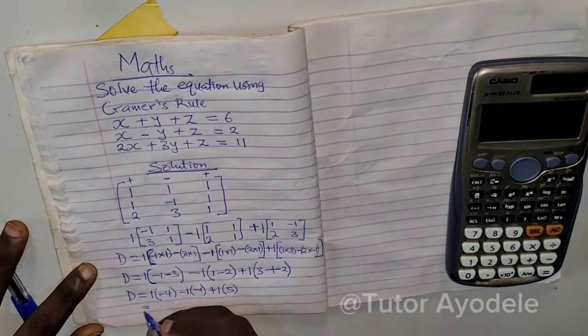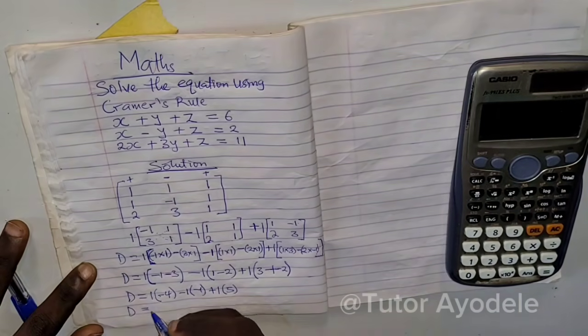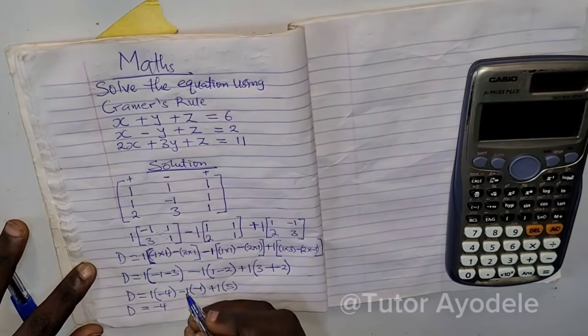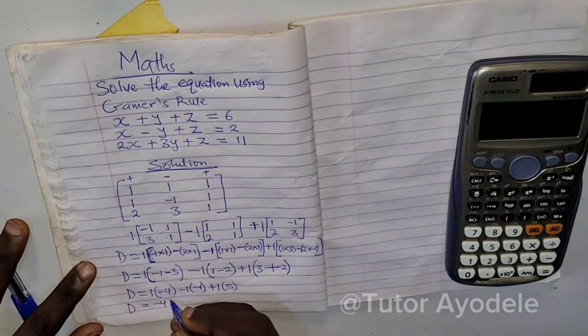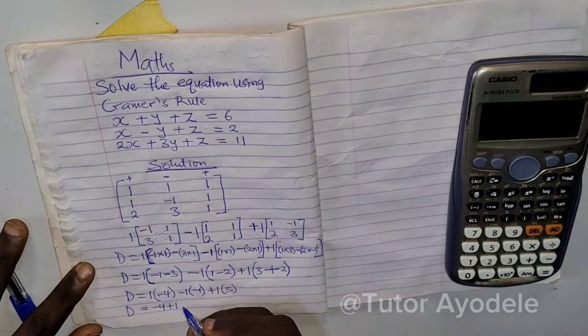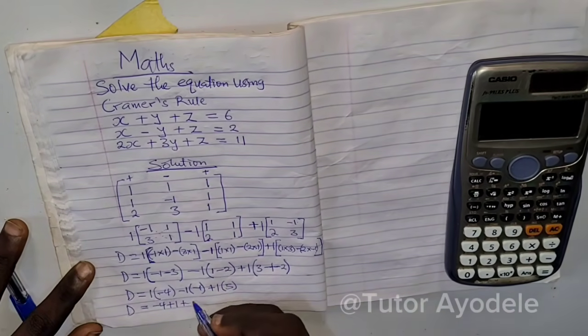Now I will have determinant equals to, now I have 1 times minus 4 will be minus 4. Minus 1, use it to open the bracket. Minus 1 times minus 1 will be what? Plus 1. Why? 1 times 5 will be 5. Okay?